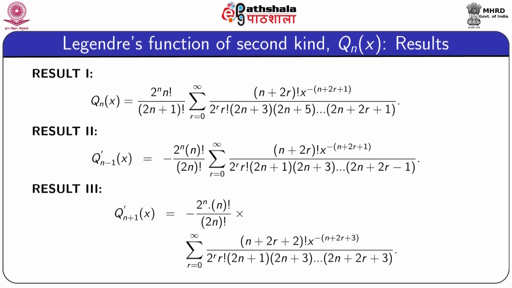Before that, we need three results, which are result 1 given by q n x is equal to 2 to the power n into n factorial divided by 2 n plus 1 factorial summation r equal to 0 to infinity n plus 2 r factorial x to the power minus of n plus 2 r plus 1 divided by 2 to the power r into r factorial 2 n plus 3 2 n plus 5 dot dot 2 n plus 2 r plus 1.